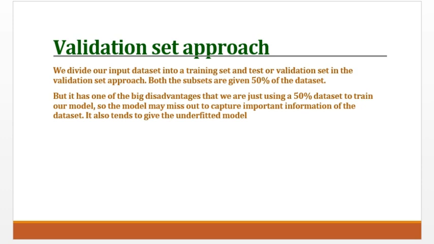Now, in the validation set approach, we divide our input dataset into a training dataset and a test or validation set. Both the subsets are given 50% of the dataset. The one big disadvantage is that we are using only 50% of the data to train our model, so it may miss capturing important information, which can lead to an underfitting model.